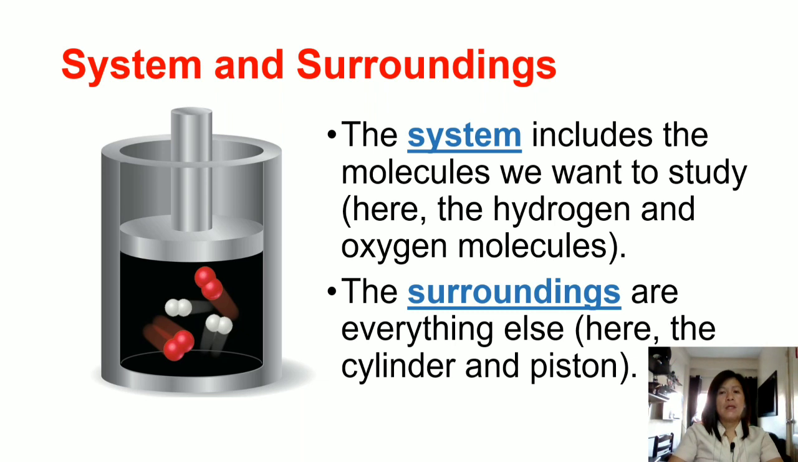The system includes the molecules that we want to study, which are the molecules of hydrogen and oxygen inside the cylinder. The surroundings are everything else in the picture, which include the cylinder and the piston. So the system is the chemicals or the substances inside the container. The container, the piston, and the rest of the surroundings or the rest of the materials are already considered the surrounding.